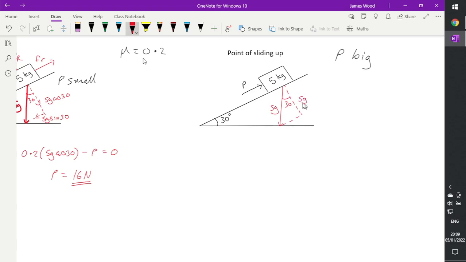So we've got 5g cos 30, 5g sine 30. Just going to draw some arrows on them. Got R. Now if it's on the point of sliding up the slope, so the object is going to move up, friction is trying to stop it, so friction this time acts down the slope. Resolve perpendicular to the slope to find R.